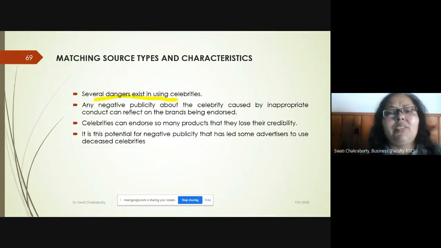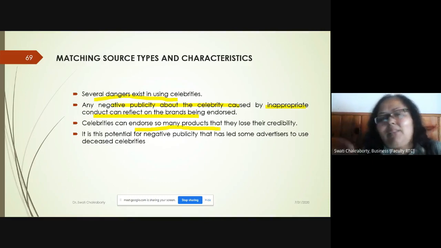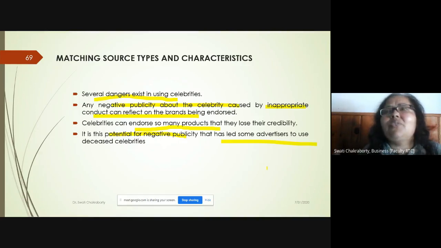There are several dangers in using celebrities. Any negative publicity about the celebrity caused by inappropriate conduct, if they are into some trouble, when they endorse a brand, it can have a negative effect. People don't want to see those persons. Also, celebrities can endorse so many products, even products of competitive nature, so the credibility actually is lost. People say, then what is best? This person is endorsing so many ads which are competitive. Which is better? That means none of them are better. Because of this negative publicity, advertisers now use fewer celebrities. They don't want to take that risk.